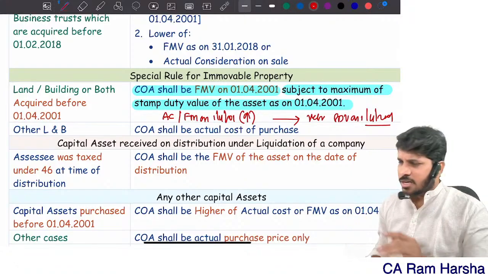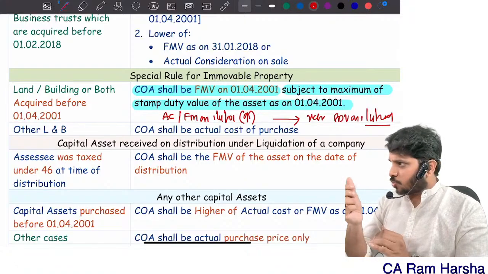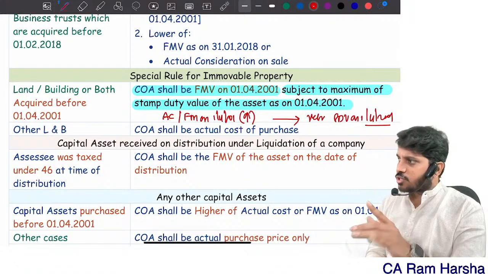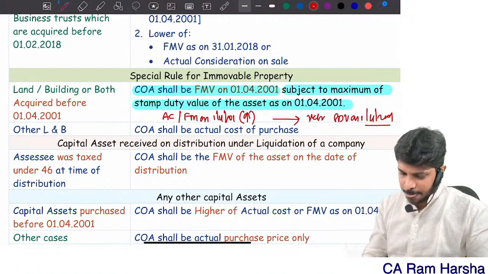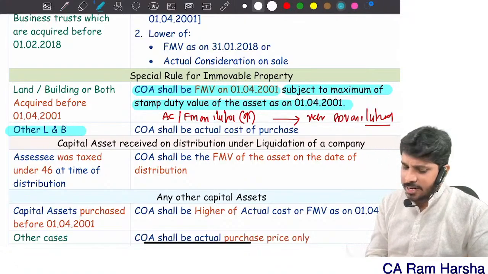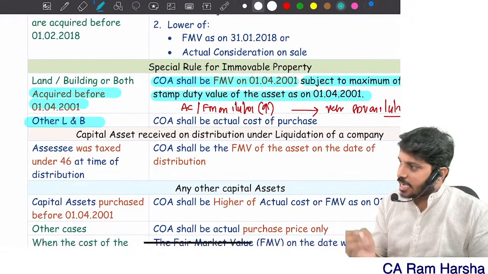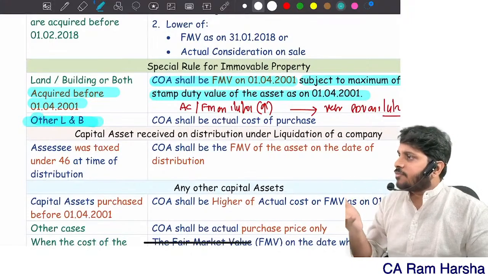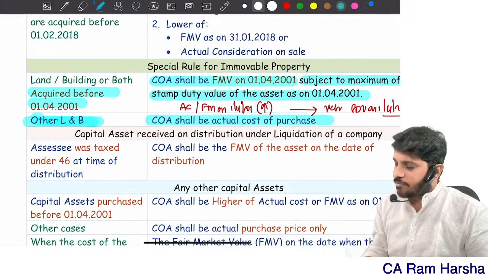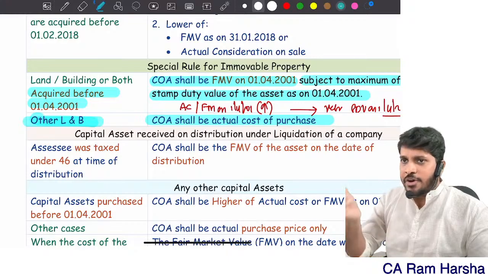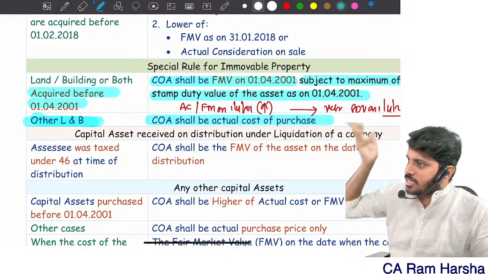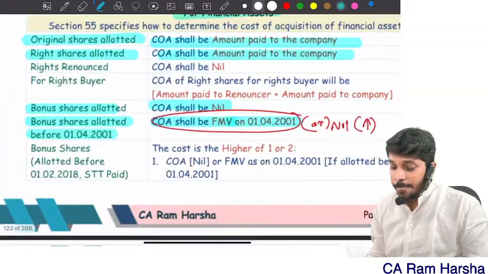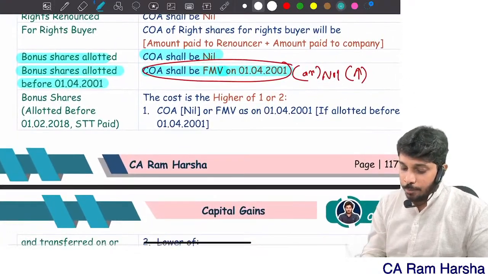For all remaining other assets, the cost of acquisition is how much you paid, or the market value on 1/4/2001, whichever is higher. Getting it? Other land and building means what? If land and building is acquired before 2001, that is covered above. Others means acquired on or after 2001. The cost of acquisition shall be the actual cost, whether you purchased or the previous owner purchased, whatever it is. Are you clear? Next, bonus shares.